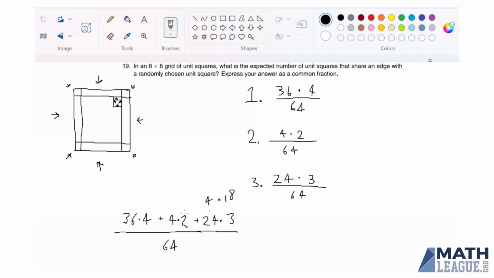We have 4 times 2, 4 times 18, and 4 times 36. 4 times 2 and 4 times 18 makes 4 times 20. 4 times 20 plus 4 times 36 gives us 4 times 56, over 64. And then we can do some cancellations. We can cancel this factor of 4 with a factor of 4 in 64, turning that into 16. And then 56 and 16 both share a factor of 8, turning the 56 into a 7 and the 16 into a 2, for a final answer of an expected value of 7/2, which is our answer.